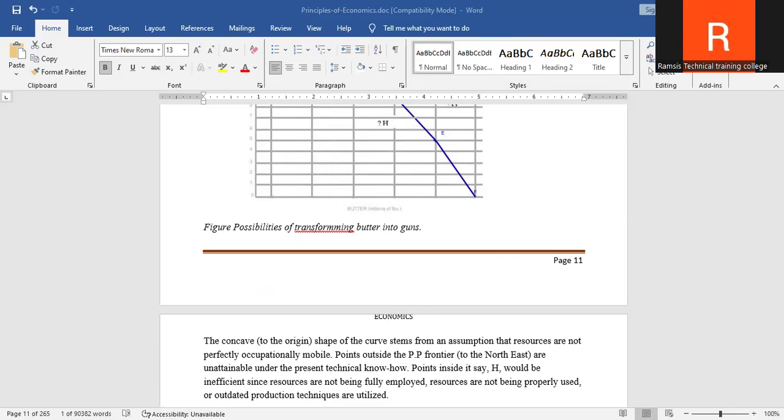Then you have what we call normative economics, which refers to the part of economics that deals with value judgments. So that one means that it deals with what ought to be, or how economic problems facing the society should be solved.